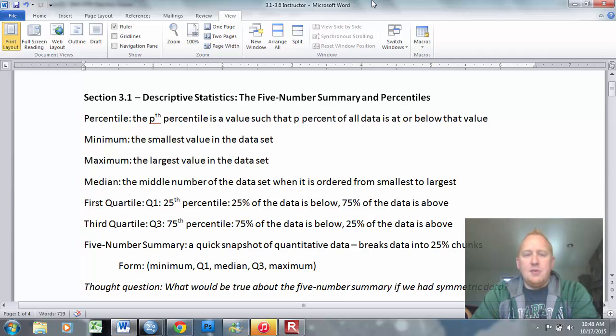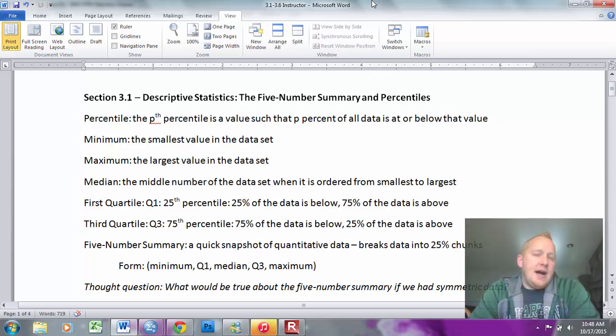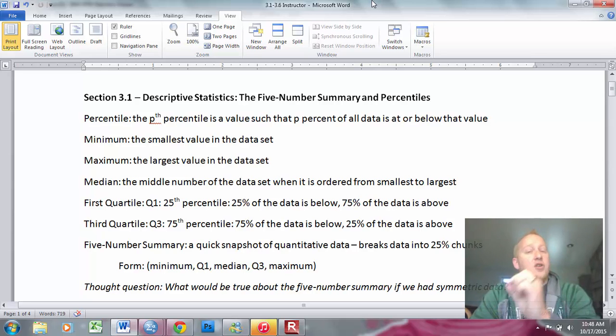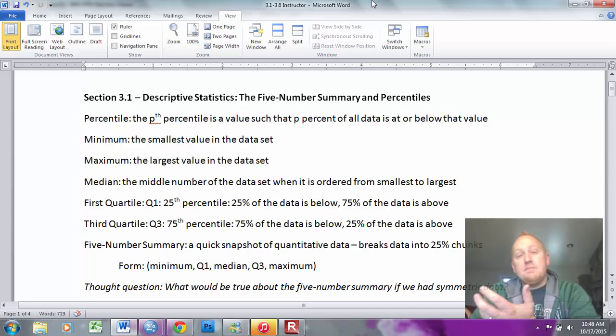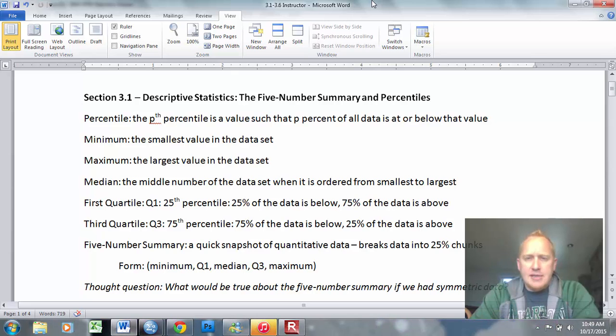So a percentile, the pth percentile is a value such that p% of all data is at or below that value. My guess is most, if not all of you, at some point in your life have taken the ACT or the SAT. And so you take it and you wait the 4 or 5 weeks and they send you the results back. And they give you a percentile. And let's say that you scored in the 87th percentile. That's pretty good because what that means is you did better or as well as 87% of all people that took it. If you scored in the 13th percentile, my guess is you're not in my class.